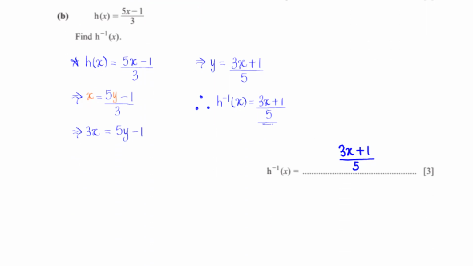h of x equals (5x minus 1) divided by 3. Find h inverse of x. So in the first step, let's replace h of x with x and replace x with y. So we have x equals (5y minus 1) divided by 3. When 3 goes across to the other side of the equation, we now have 3x equals 5y minus 1. And when we make y the subject, we have y equals (3x plus 1) divided by 5. And this expression of y is the same as h inverse of x. And so h inverse of x is equal to (3x plus 1) divided by 5.